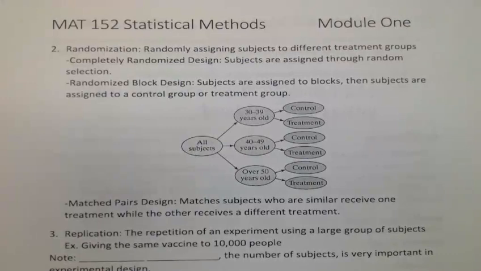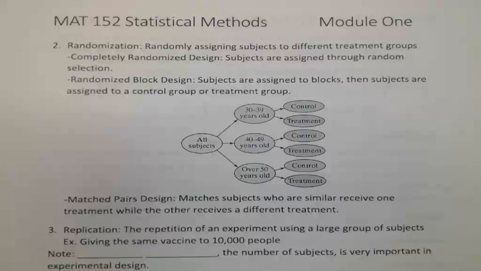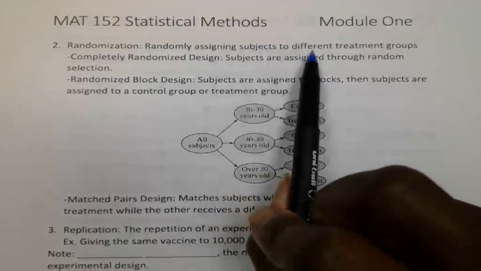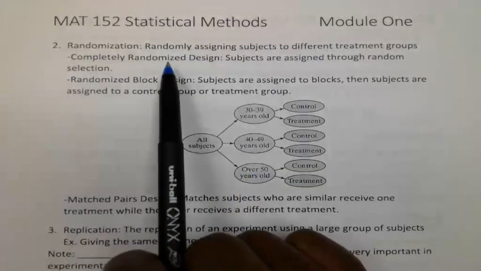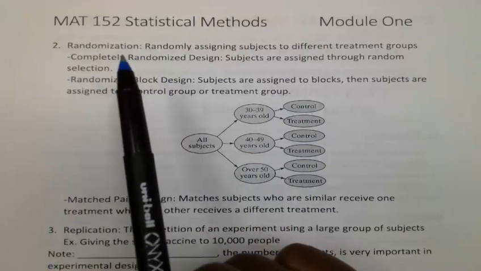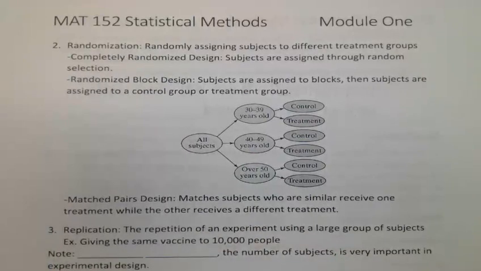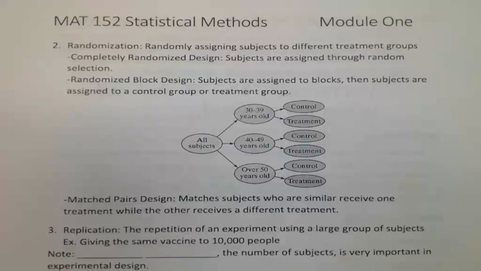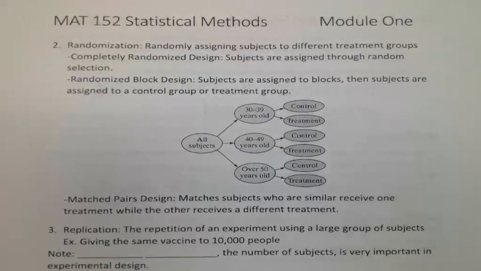All right. Then the second thing to consider with experimental design is randomization. So randomization is randomly assigning subjects to different treatment groups. So we're looking at how do we actually say it's random. So random is random, but we can't have it too random because naturally we will gravitate towards a pattern. So random is really not random. All right. So let's look at the different types of randomization.